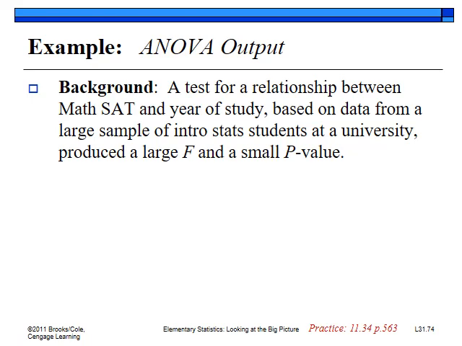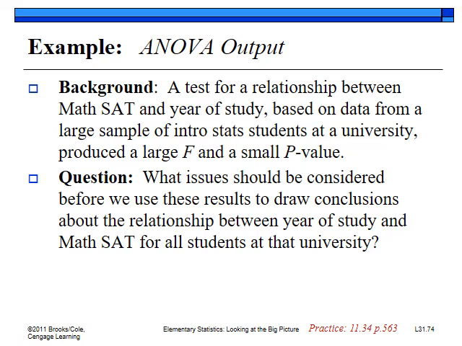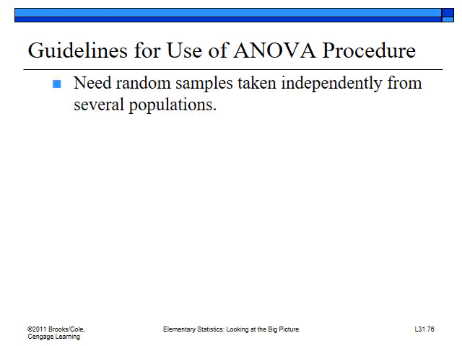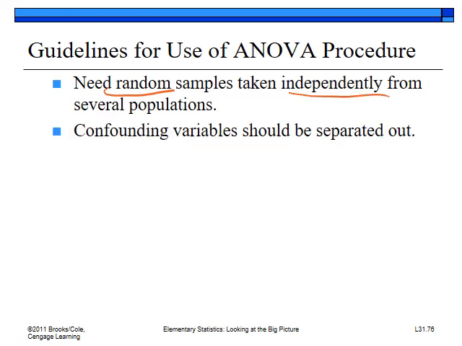So looking at the math SATs versus years again, what issues should we think about before we jump to conclusions about relationships? Well, we have to worry about how the data were produced. So what are the things we need to think about when it comes to data production? We've got to make sure that we have samples chosen randomly and independently from several populations, 3 or more. We have to make sure that we don't have to worry about confounding. If there are possible confounding variables, we need to separate those out.